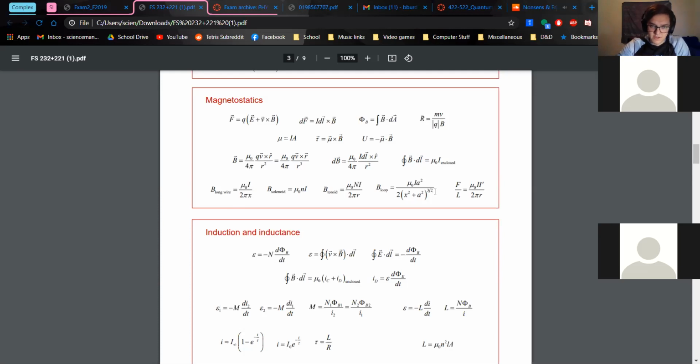So now we have useful formulas for B fields right here. I'm not going to go over all of them. Just remember, a solenoid is just a long spring. So it's shaped like a spring, right?